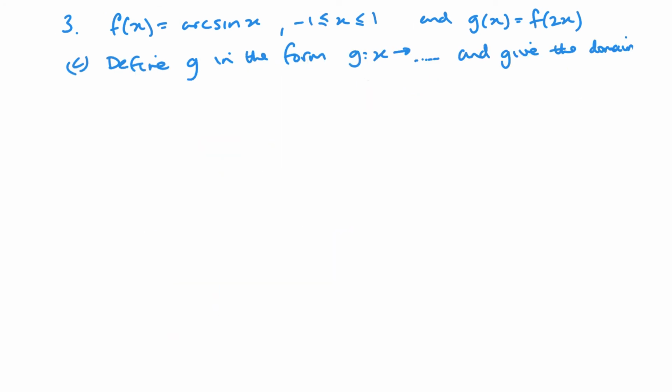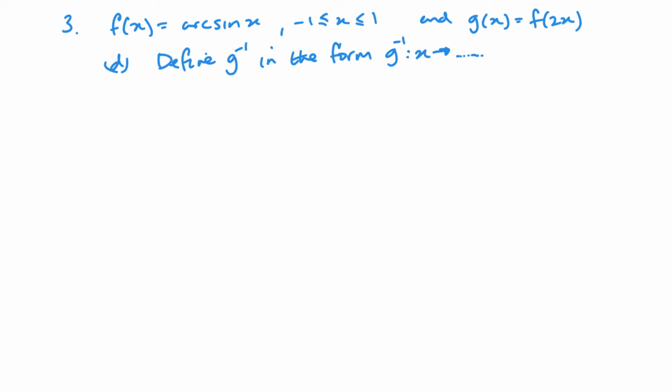So part C, define it in this form. So g of x, now it's f of 2x, so looking at the f of x graph, and we're just replacing sine x with sine 2x. Very simple. The domain we got from the last part, the sketch, so you should already know that is now between minus 1/2 and plus 1/2.